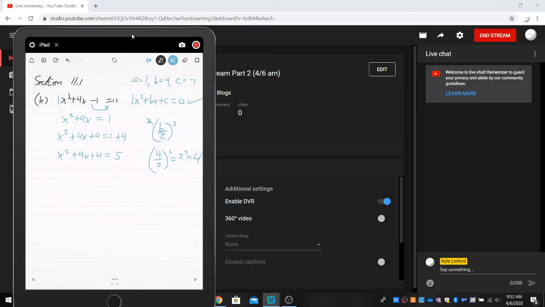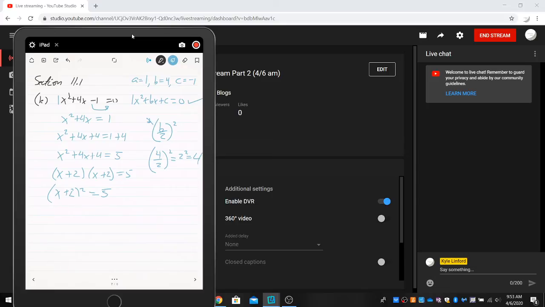How on earth does this help us? Well, take a look at this left-hand side. This polynomial can now be factored down. We can, in fact, factor it into two binomials. What multiplies to give me 4 but adds to give me 4? Well, that's just positive 2 and positive 2. So we factor this polynomial down to get (x plus 2) squared equaling 5.